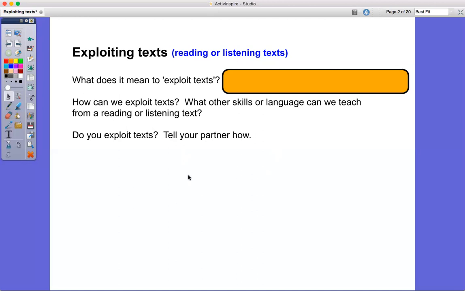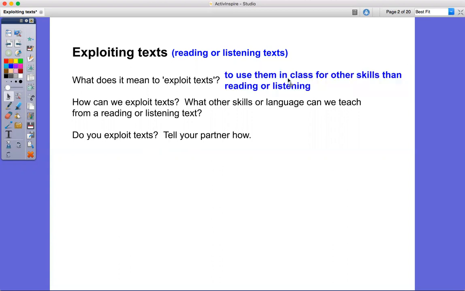And this is the first stage of my session plan. So tell the teachers that you're going to be talking about exploiting text, and then put the teachers into pairs or groups to answer these 3 questions. Okay, give them time to do that. And as they're doing that, you can walk around and monitor and listen to what they have to say.